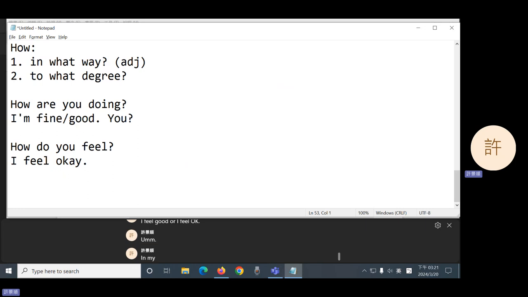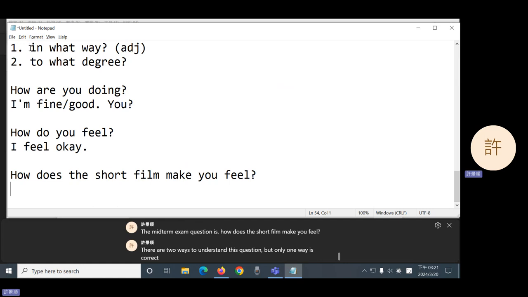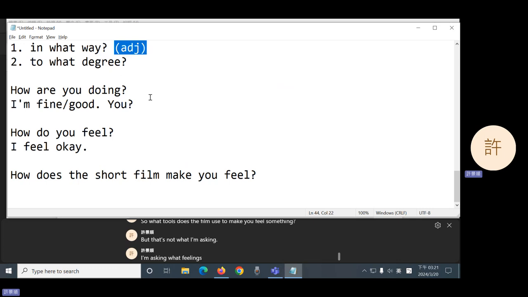In my film class, the midterm exam question is, how does the short film make you feel? There are two ways to understand this question, but only one way is correct. Some people think this means in what way? So, what tools does the film use to make you feel something? But that's not what I'm asking. I'm asking, what feelings does the short film give you? Right, so how do you feel is an adjective. How does the short film make you feel? These are also adjectives.